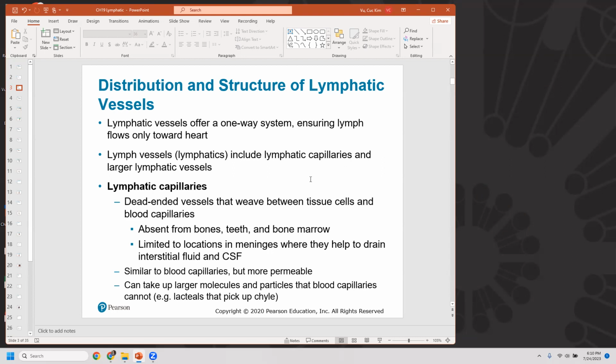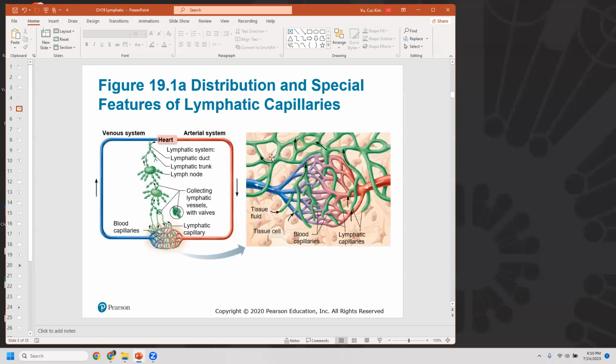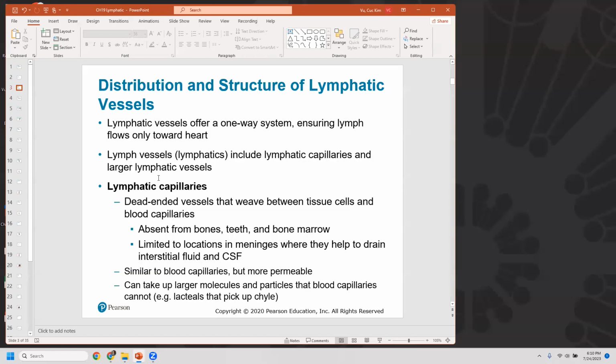All right. So the lymph vessel offers a one-way system. Let me show you the picture of it. Here you can see that it's a one-way path, so it goes in one direction. It doesn't go backwards. It circulates through your body until it reaches the point where it will dump the fluid, the lymph, into your blood vessel. So it's a one-way system.